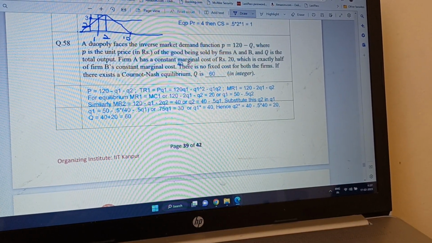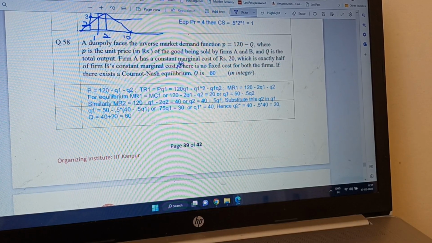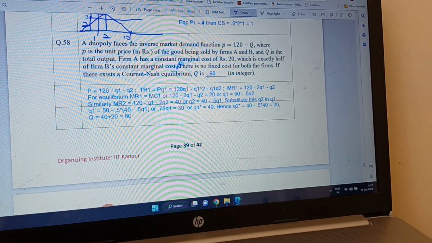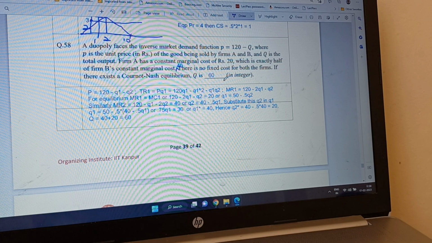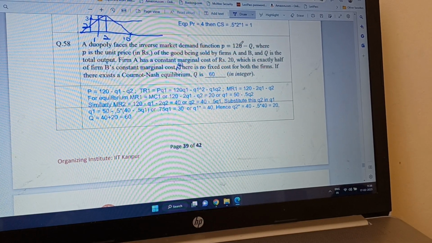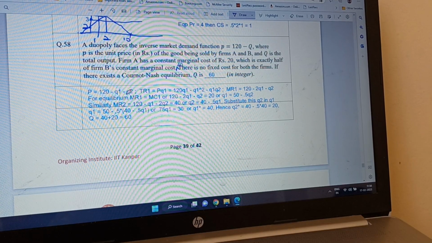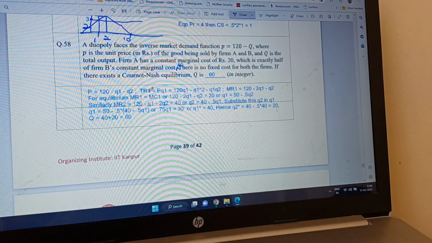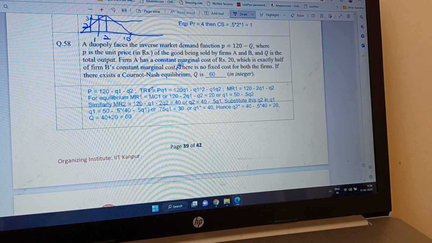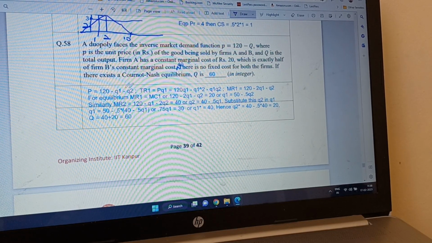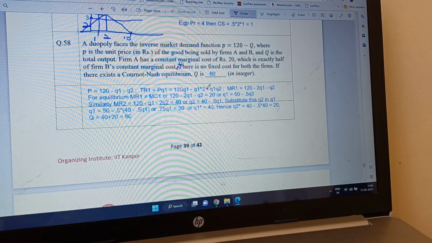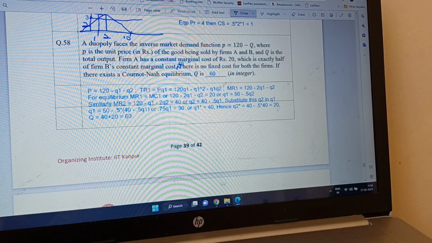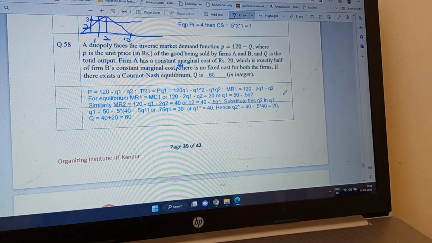Now here I just put it that this part is 40. There is no fixed cost for both the firms. If there exists a Cournot-Nash equilibrium, what is the Q? So let's find this Cournot-Nash equilibrium. I converted P to 120 minus Q1 minus Q2. Then of course I multiply this by Q1 to get TR1, total revenue of firm 1. So PQ1 is equal to 120Q1 minus Q1 square minus Q1Q2. And marginal revenue of 1 will become the derivative of that. So that becomes 120 minus 2Q1 minus Q2.